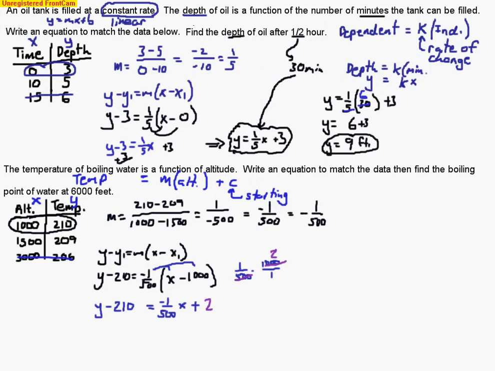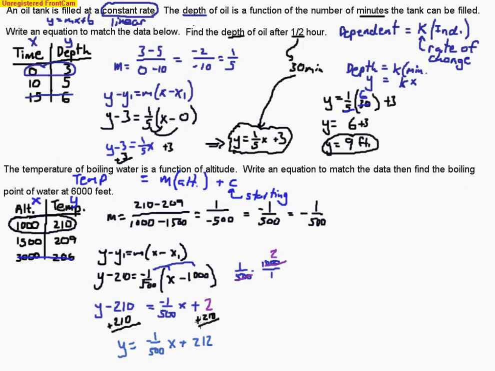Well, we're not done yet. Still got to move this 210 back over, get y by itself. So I'll add 210 to both sides, and we end up with our equation in that slope-intercept form. And so we'll start with our y. Remember, that represents temperature, equals negative 1 over 500 x plus, got to add because they're the same sign, 212. Well, 212 happens to be the boiling point of water at sea level, so that's our starting point. That's why that's our constant.